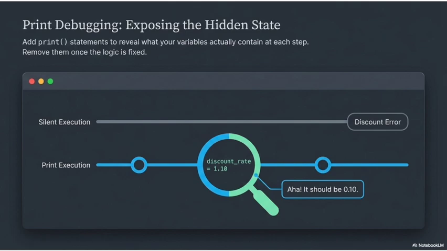A rule: add print statements before and after every suspicious operation. Print the variable before you use it to confirm it holds what you expect. Remove all diagnostic print statements once the logic is fixed.